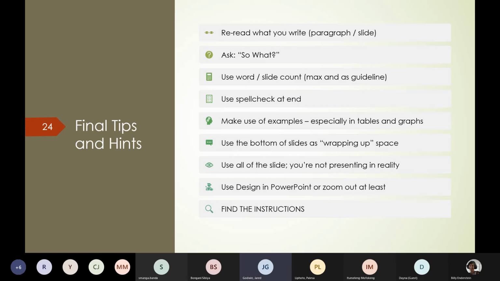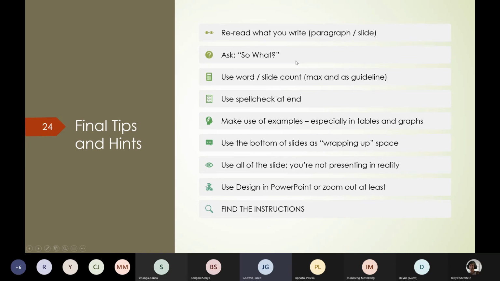I've mentioned it before, but ask so what. When you do a slide, take a step back and say, so what was my intention here, and did I answer what I wanted to answer? Did I make the point I wanted to make? There was a question earlier that said, how do I know if I've written enough? Then take the step back after each slide and say, so what? And after each paragraph, so it works with paragraphs as well. Reread what you put down on the slide, and ask, so what? Did it hit what I meant to hit?